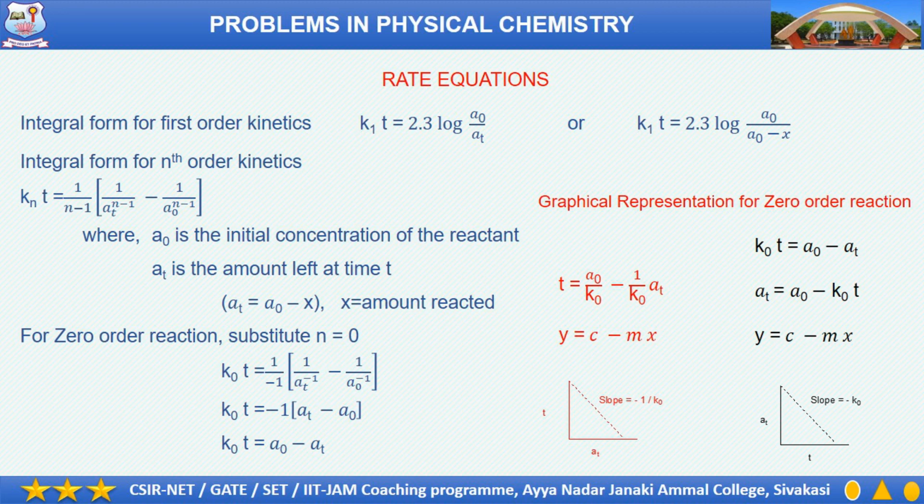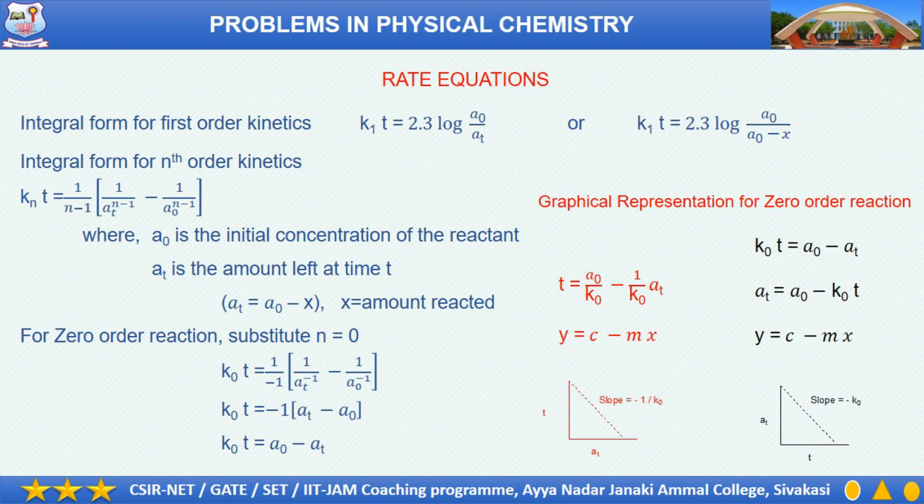Therefore, in the place of At, you can also put a0 minus x, where x, the amount consumed, may be asked for that purpose. At should be substituted with a naught minus x. This is the integral form of this one. What is the integral form of it? Here, for the first order reaction, K1 is equal to 2.3 into log of a naught by At. This is the integral form. Instead of At, you can also put At is equal to a naught minus x. This is the integral form.